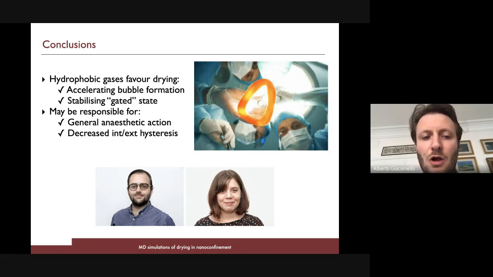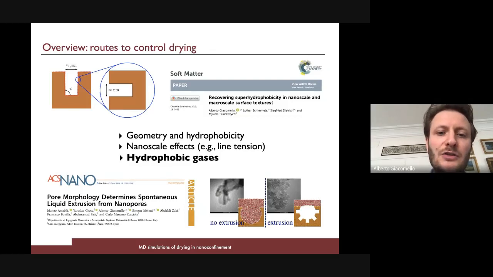In a technological context, these may lead to a decreased intrusion and extrusion hysteresis, which is helpful in designing such heterogeneous systems. So this is part of a larger work in which we explore routes to control drying via nanoconfinement. And we have explored the use of different geometries and different hydrophobicity of the surface. We have seen that nanoscale effects, for instance, line tension, help in favoring drying. And in this talk, I've explored the role of hydrophobic gases.